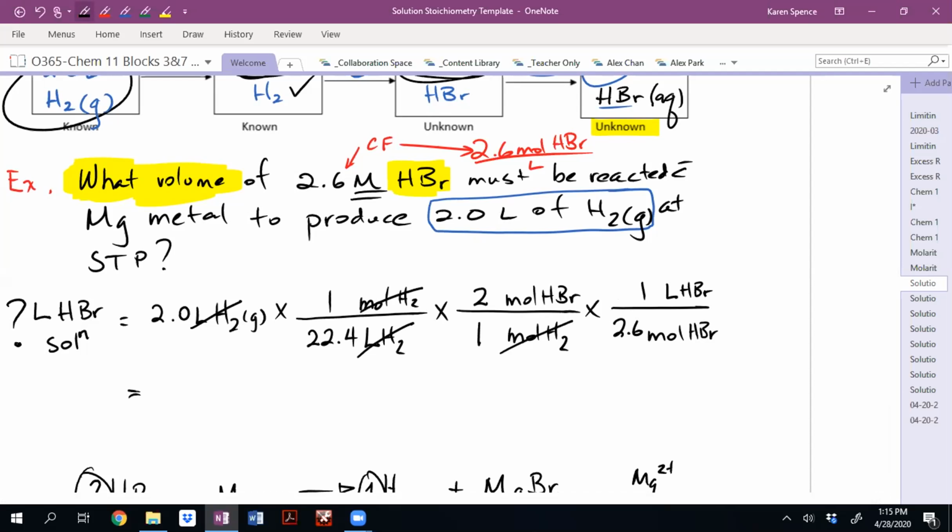And we have 2 divided by 22.4 times 2 divided by 2.6 is, and we get 0.0687. And our unit that we are left with is the liter. Everything else is canceled out. So that's going to be that many liters. Now, this would be a perfectly fine way to leave your answer. Does this look like a number that would be better written in liters or better written in milliliters?